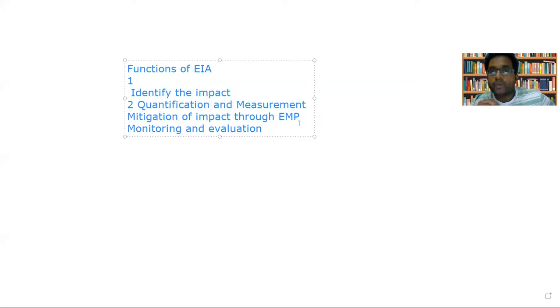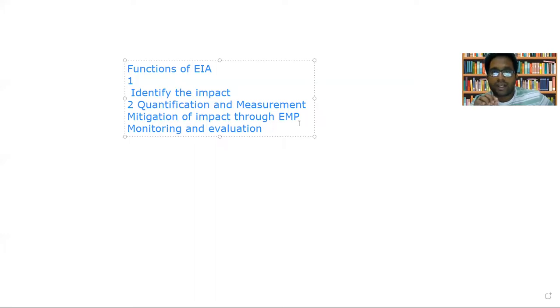Okay, so that need to be mitigated by developing a suitable environment management plan. And finally, after implementation of the environment management plan, the different attributes need to be monitored and evaluated. So upon evaluation, in the second step, you have understood how much is the degree of distress caused. You have quantified and you have measured.